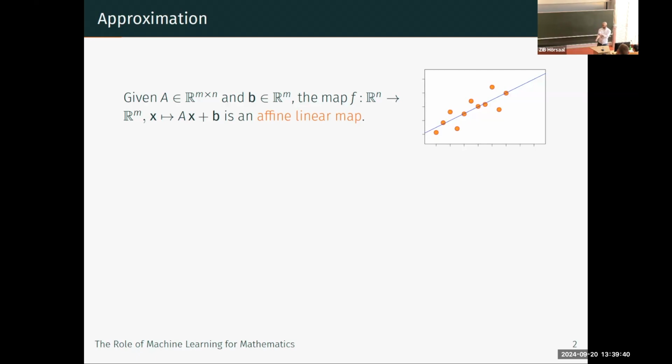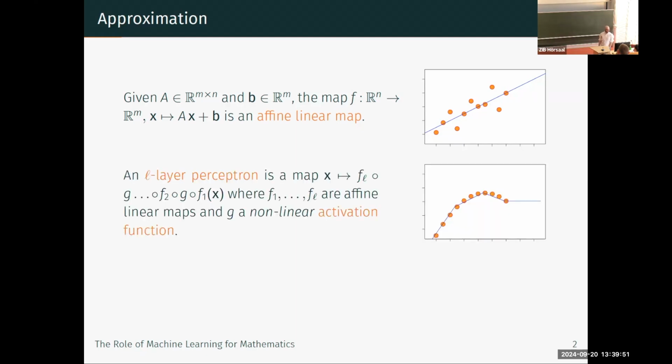If you have a bunch of points and you think for some reason that they can be well approximated by a line, then you can do this. This is linear regression, and you're very happy. If you have points that are structured more complex than what we see there, you might have the idea of stacking multiple of these affine linear maps after each other. If you just do this, you're just going to get another affine linear map, so this is pointless.